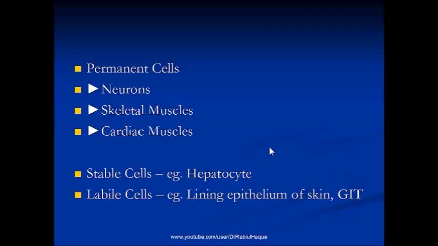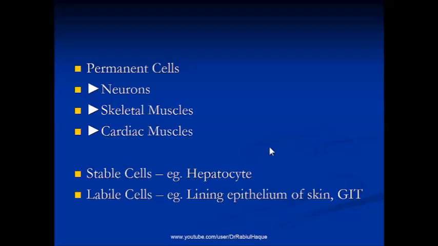The stable cells can divide, but they divide only when needed. For example, in the liver we have hepatocytes. Are they dividing all the time? No, but they can divide. For example, if a patient had a partial hepatectomy, where part of his liver has been cut out, then the remaining liver cells can increase in number by dividing, and they are an example of a stable cell.